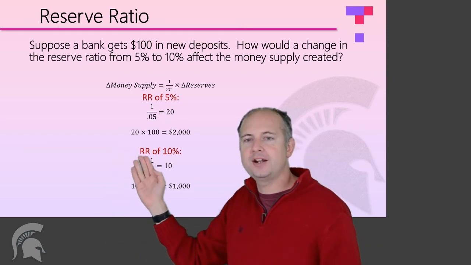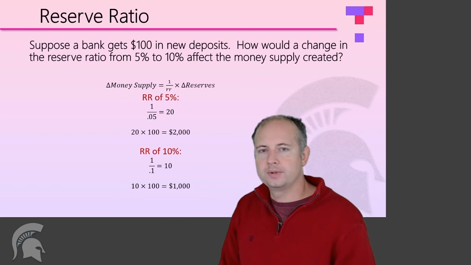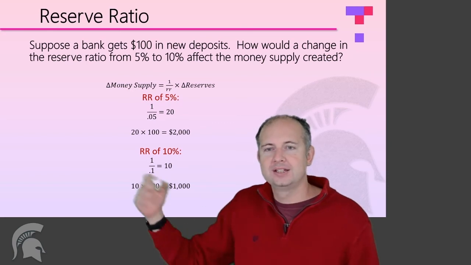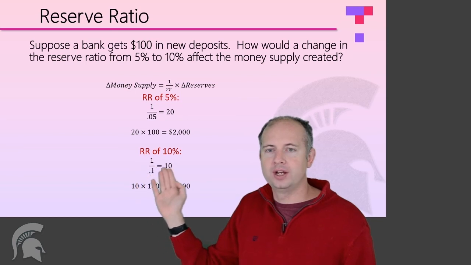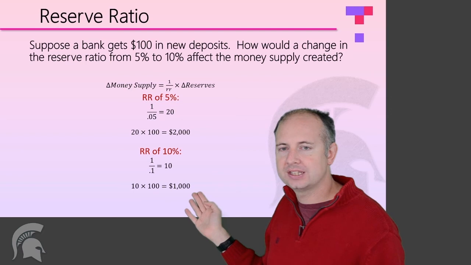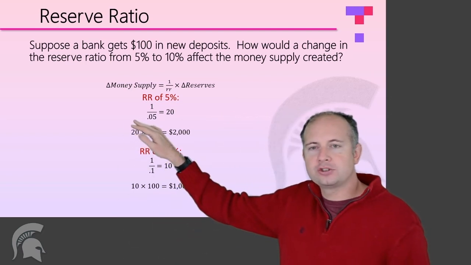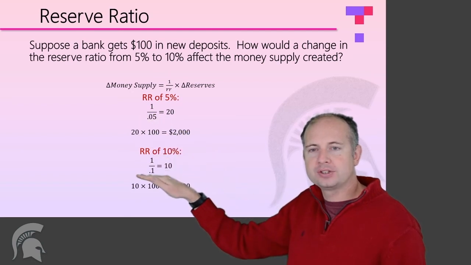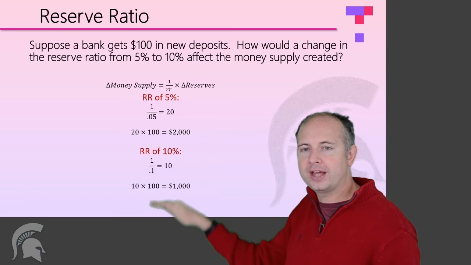Now, what if instead our reserve ratio is 10%? Well, with a reserve ratio of 10%, our money multiplier goes down to 10, because 1 divided by 0.1 is 10. 10 times 100 is 1,000. So notice that when we increased the reserve ratio from 5% to 10%, it reduced the money supply from 2,000 down to 1,000.